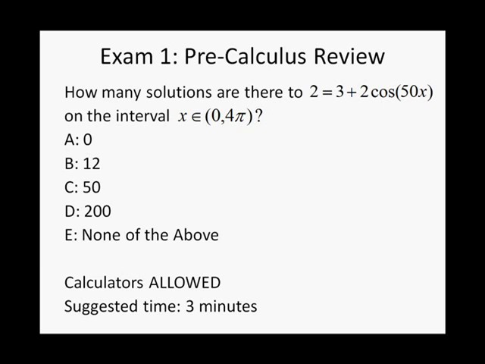So exam 1, we just had our pre-calculus review. I asked how many solutions are there to the following equation, 2 equals 3 plus 2 cosine of 50x, on the interval of x being between 0 and 4 pi. I did have one typo, which I will admit I had for the video, not for the actual test itself. For the video I said that choice D was actually 100. In fact, it should have been 200.